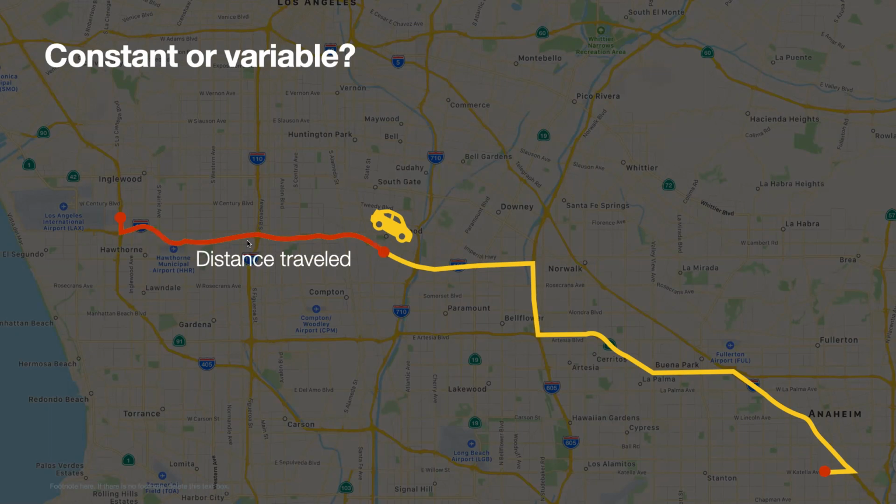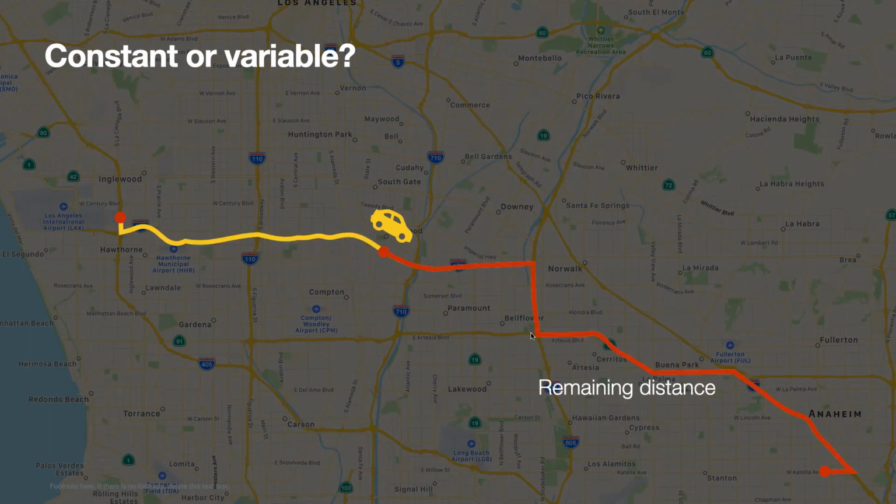Again, this will change as your position changes on the map. So that is also a variable. What about the remaining distance? If the distance traveled is variable, this is going to be a variable as well, because they are related to each other.